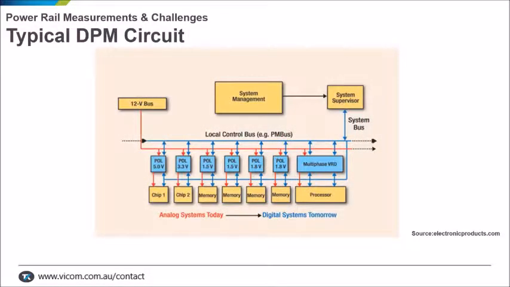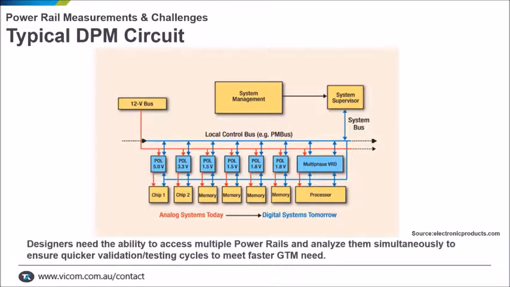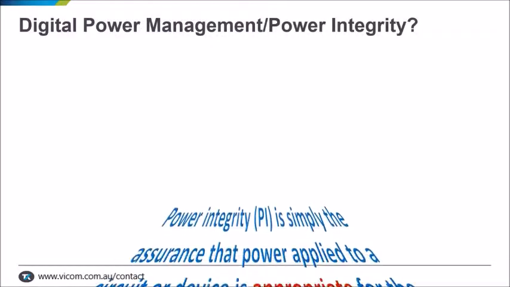Today we are going to talk about the new solution we have introduced, the Digital Power Management solution for enabling power rail designs. A typical power rail circuitry would look something like this, which has multiple power rails to be verified, tested, validated, and designed.